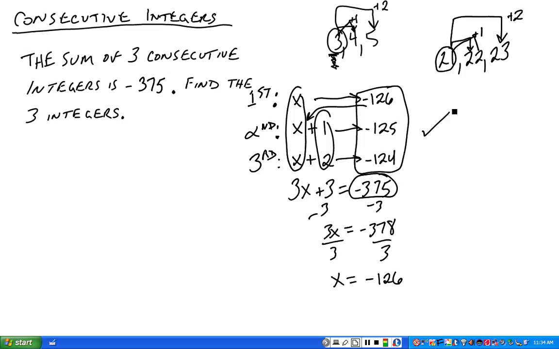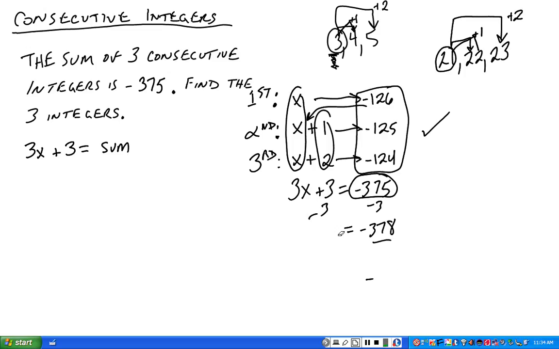Alright, so if you look at the two problems we've done so far, basically we found that we were able to come up with an equation that looked somewhat like this: 3x plus 3 equals whatever sum they would give us, negative 375 in this case. Alright, so the question is, do we deal with all consecutive integer problems using this setup? Okay, so let's take a look.